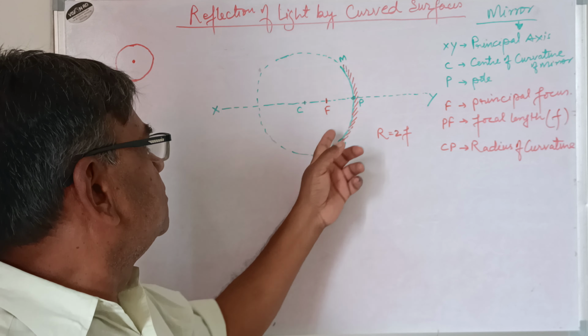Now rule three. Rule three is just reverse to rule one. Rule one में हमने कहा था जो principal axis के parallel ray है, यहाँ से reflect होने के बाद focus से जाएगी. Now here we say any ray passing through focus, incident ray passing through focus, after striking the mirror, the reflected ray will be parallel to the principal axis. So this is the incident ray, this is the reflected ray. So this is the reverse of our rule first.